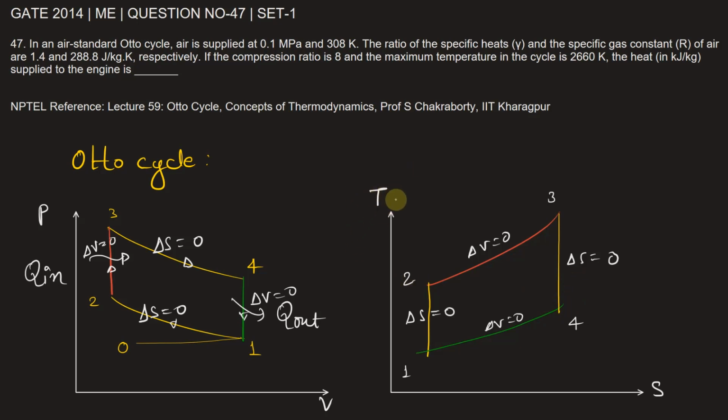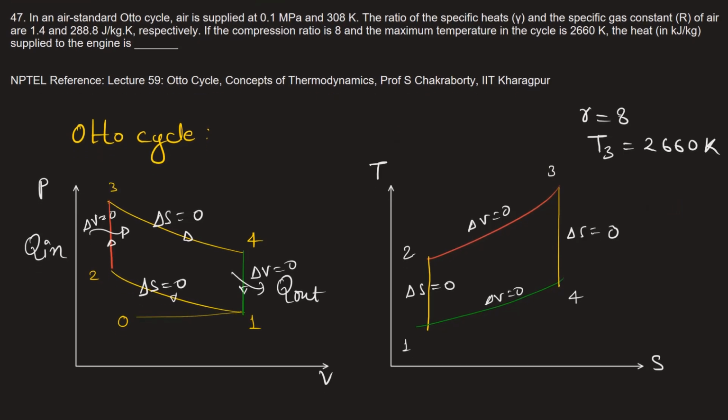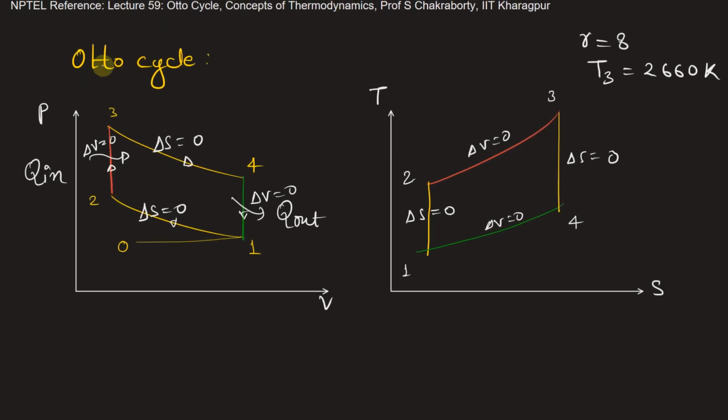Now in the problem it is given that the compression ratio, let's write small r, is 8 and the maximum temperature, that means T3, is 2660 Kelvin. These two pieces of information as well as the value of gamma and capital R, the specific gas constant, are also given. Now let's use these values. From this Otto cycle, we can write that processes 1 to 2 and 3 to 4 are isentropic processes. We have already established it here. Therefore, it will follow the isentropic relation.